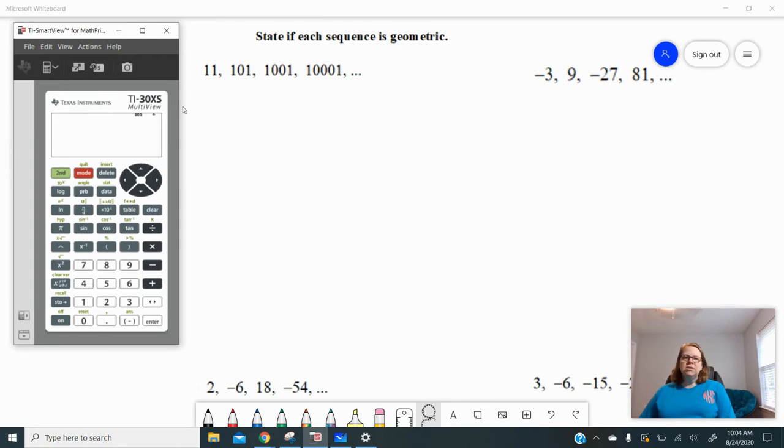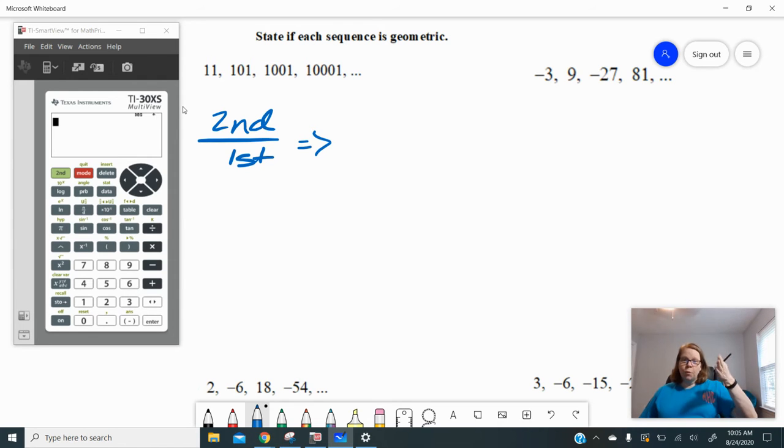And the key with geometric sequences is that you're always going to take your second term and divide it by your first term. All right. So second term, first term, literally the first, second, third, fourth. That's the nice thing about sequences, you're looking at 1, 2, 3, 4, whatever is given to you there. Another thing I want you to notice is the directions say state if each sequence is geometric. It's telling you it's a sequence. We just don't know if it's geometric, arithmetic, some other kind of sequence. So that's all we have to decide, is a yes or no kind of thing.